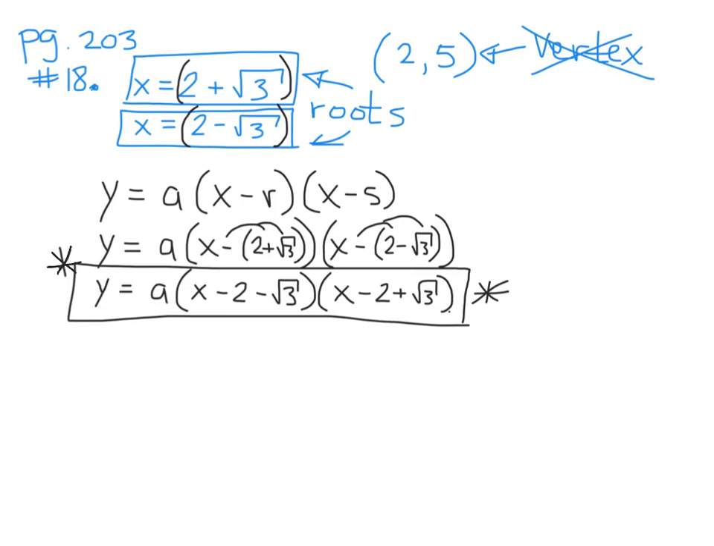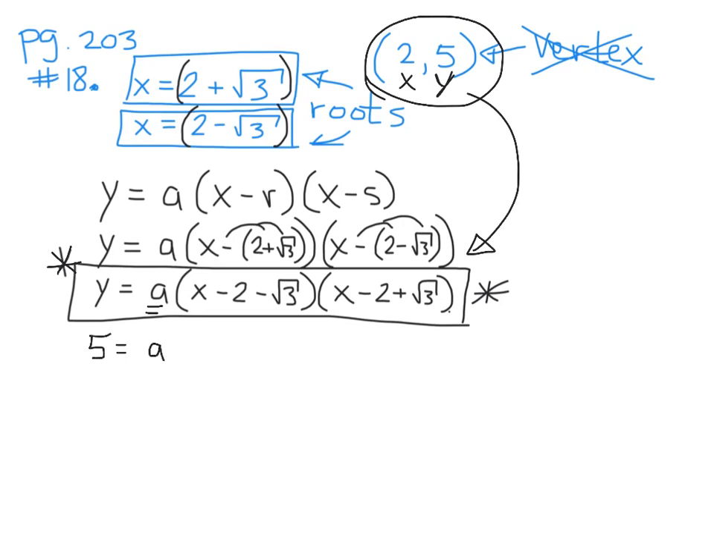So actually, it's a good thing that they gave us this other point here, because this other point indicates that when x is 2, y is equal to 5. We know it passes through this point. That's what it tells us. So all I'm going to do is plug this point into this formula to figure out my a value. So I know that when y is 5, I have a, and I know x is 2. So 2 minus root 3, and then over here I will have 2 minus 2 plus root 3.